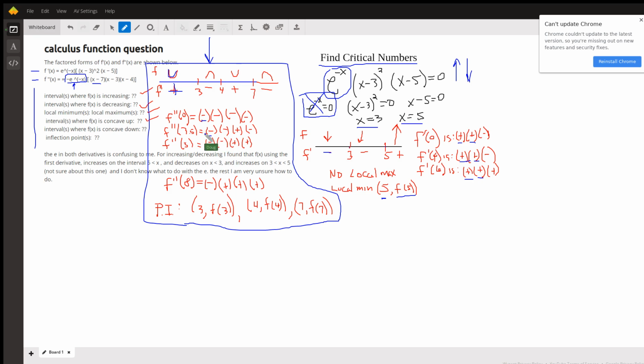So that's what happens if f double prime of 3.5, because we'll get negative, negative. This one will be positive. This one will be negative. So we've got 3 negative factors, negative, and similarly for the others. Okay, and so there's the intervals of concavity, and points of inflection are where the concavity changes. So 3, 4, and 7 are all points of inflection.